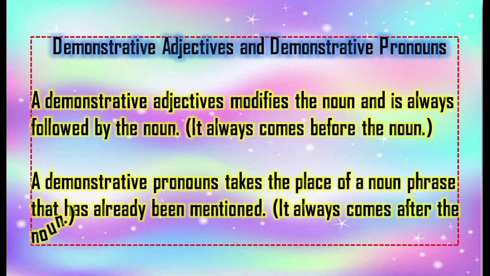A demonstrative adjective modifies the noun and is always followed by the noun. It always comes before the noun. A demonstrative pronoun takes the place of a noun phrase that has already been mentioned. It always comes after the noun.